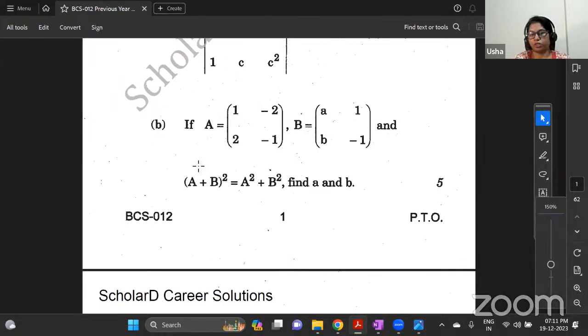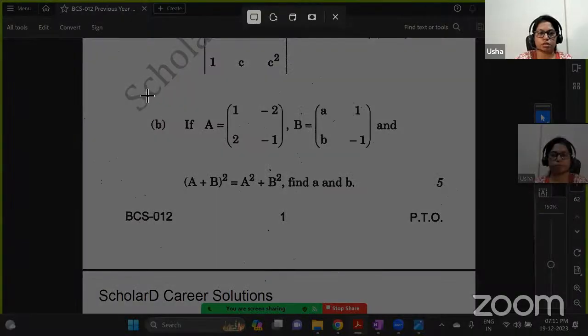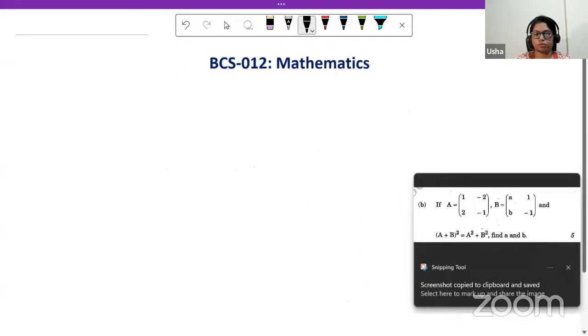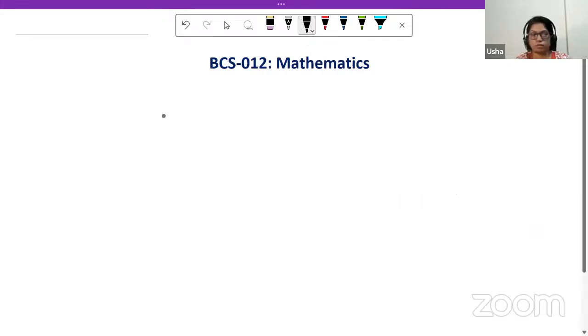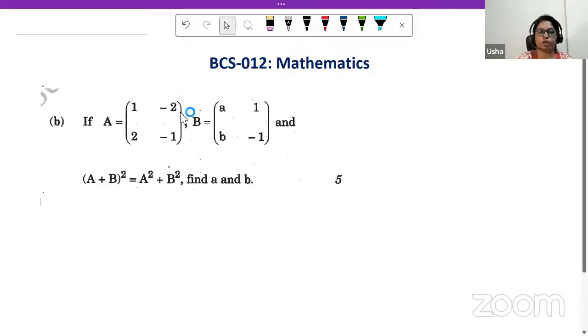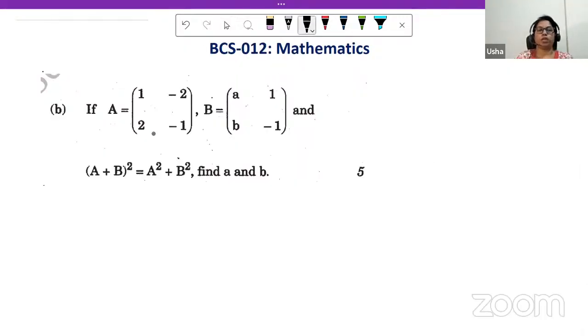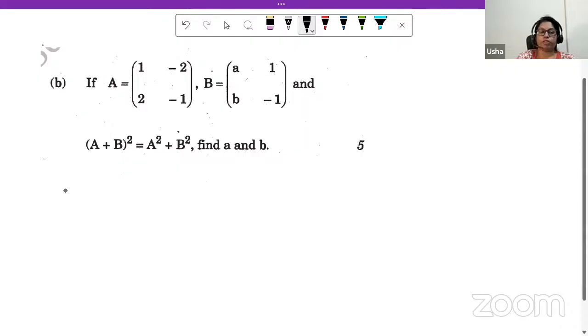So, a matrices based question. This is a 5-mark question. If any of these steps is not clear, kindly ask. Okay, so here you see A and B, two matrices, are there. We are supposed to find A, B given that (A plus B) whole square is equal to A square plus B square. Now we know the (A plus B) whole square formula, right? So there are two ways of solving this.